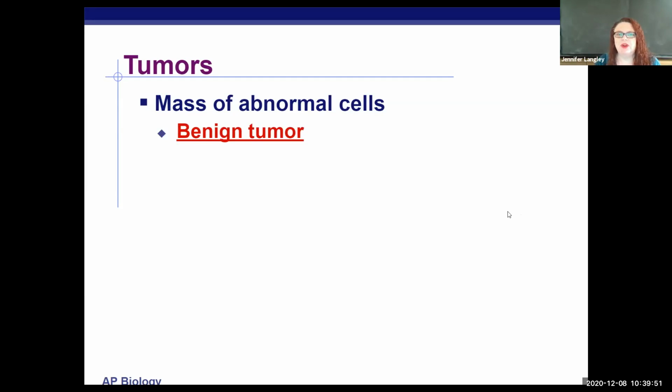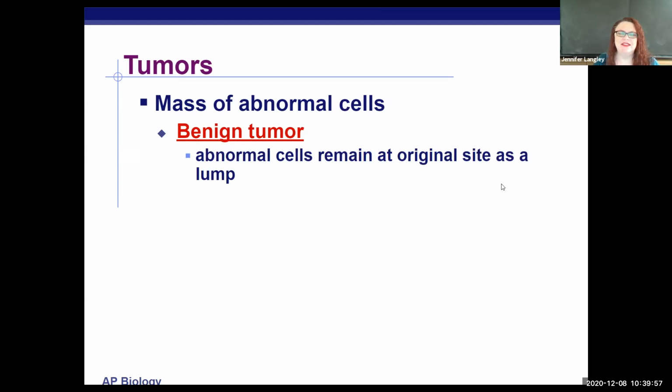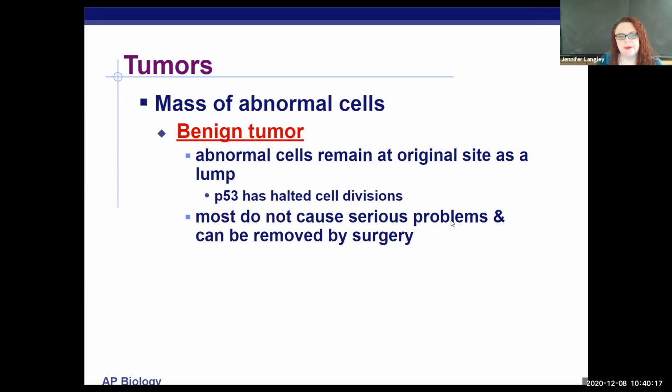And there are different types. We have what is a benign tumor. Benign is fine. Okay. These are abnormal cells, but they remain at the original site as a lump, meaning they don't spread. P53 has come in and been like, we're done, stop. Okay, so it is like halted. Most are not a serious problem and can be removed by surgery. Sometimes these even happen and they don't remove them because they're like, it's benign, it's not causing any problems, and it's actually more dangerous to remove it than to just leave it where it is. Okay, so benign tumors, benign is fine.